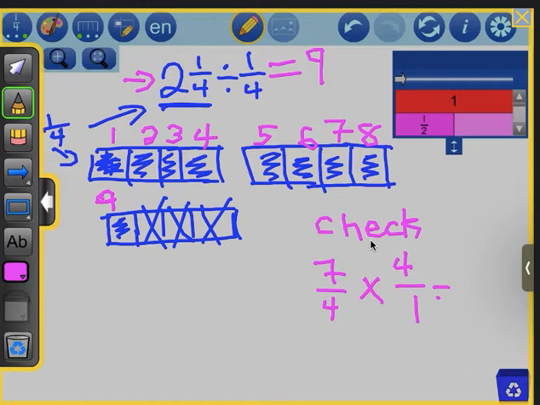I made a mistake. It's 9/4. I knew I was making a mistake. I was like, no, this is supposed to work out. Oh boy, Miss Piano is tired.